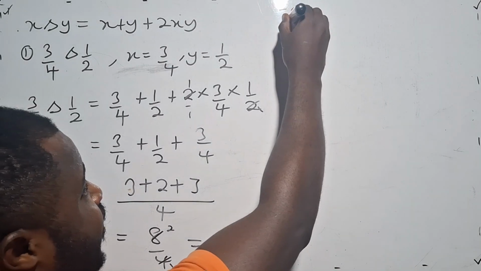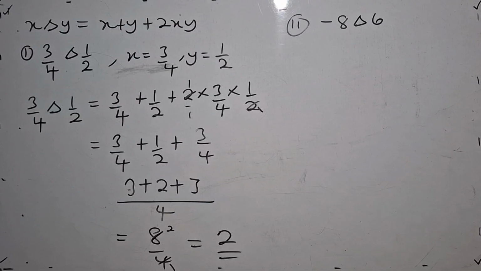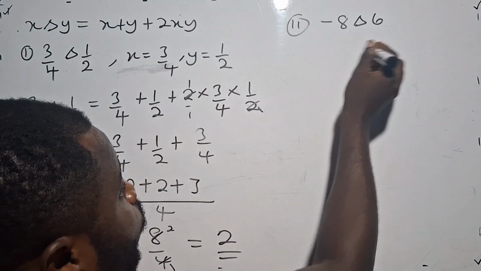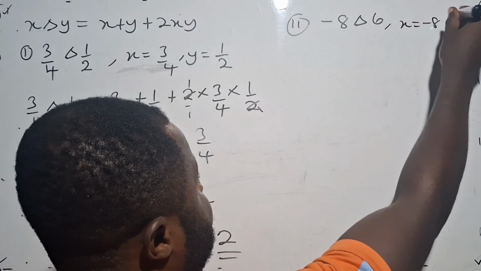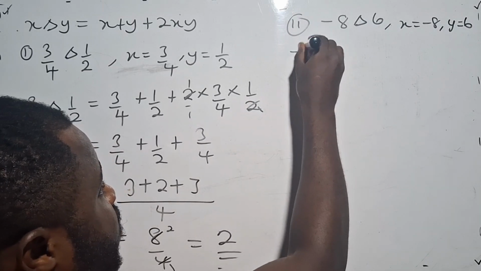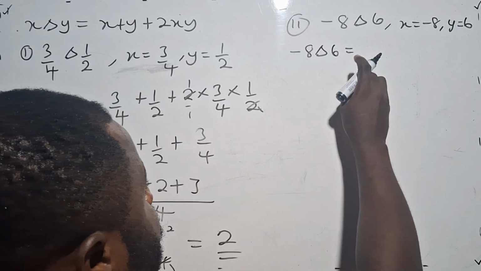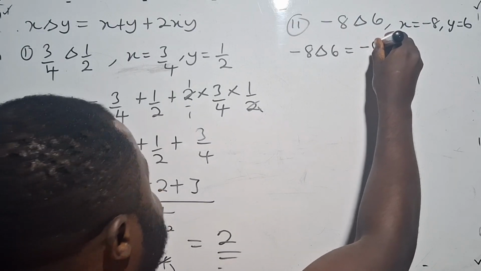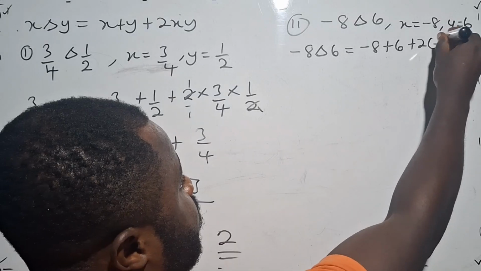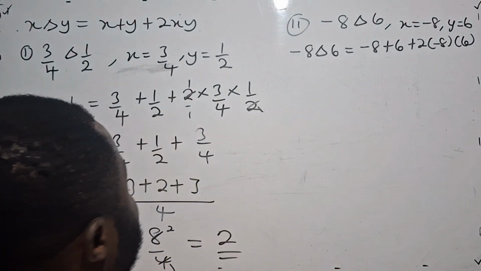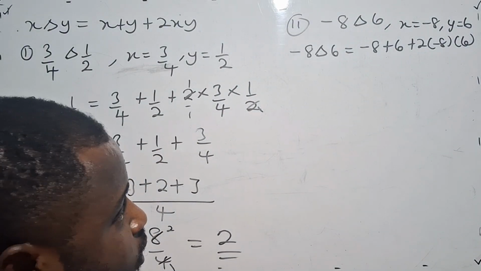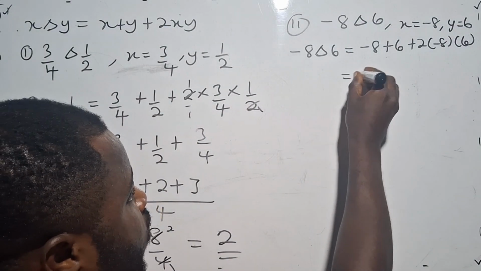So let's solve the II. The II is negative 8 operation 6. So with the same preamble here, our x is negative 8, then our y is 6. So negative 8 operation 6 will give us negative 8 plus 6 plus 2 times negative 8 times 6. So I put them in brackets. Replacing the bracket, you can use the multiplication sign. It's the same thing. So let's solve it step by step.